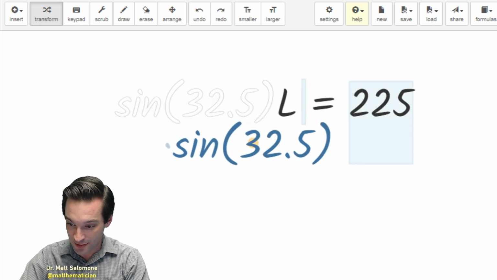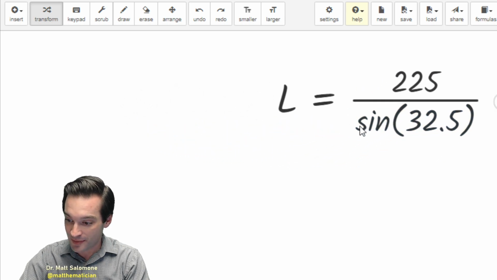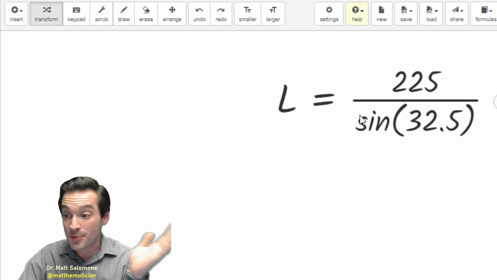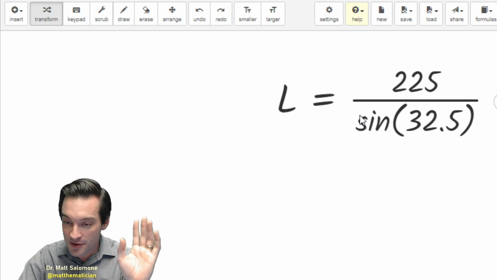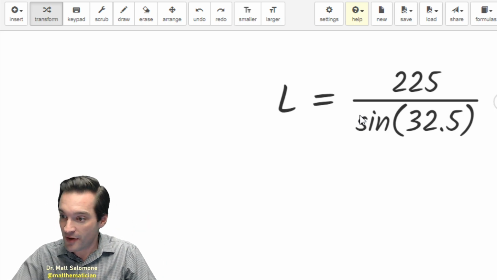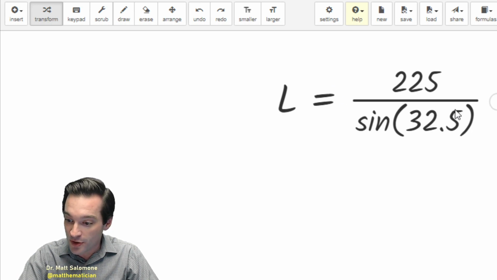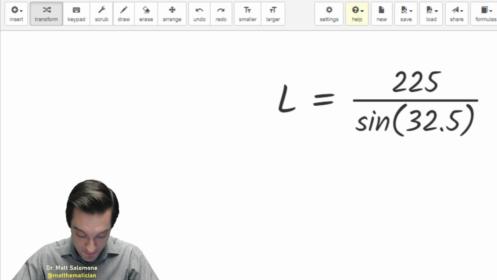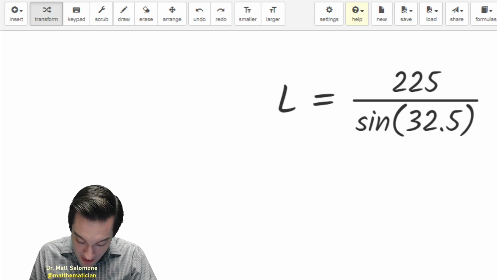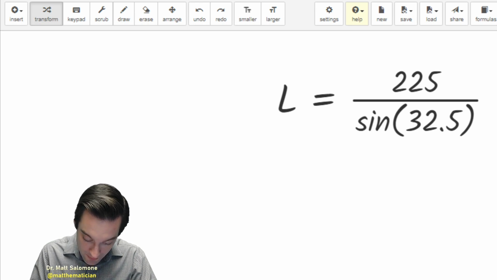Trust me, that's an okay thing to do. And then divide both sides by the sine of 32.5. So this is where I actually wanted to come out of this, right? If I solve this equation for L, this is what I get. 225 over the sine of 32.5. Well, remember, this angle here, 32.5, is being measured in degrees. So if I put that back into my problem here, L is going to equal 225 divided by the sine of 32.5 degrees.